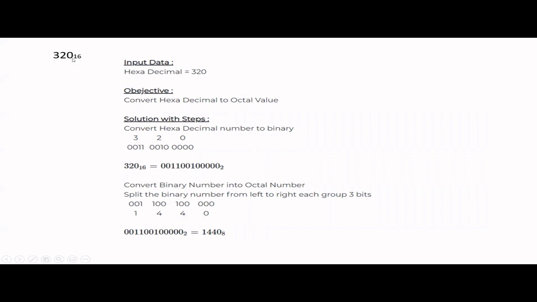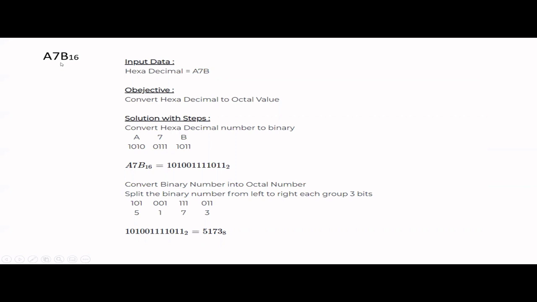Okay, so 320 with the base 16. Base 16 means you have to convert with 4-digit clusters. So 0 is 4 digits with 4 zeros. 2 is 10, but you put additional 2 zeros. 3 is 11, you put additional 2 zeros. So this is the representation in binary. Then you start from the right hand side, divide into clusters of 3s. When you divide it into clusters of 3, you have to get the same thing with 2 digits. Then 0, this is 4, this is 4, this is 1. So 1440 with the octal base.